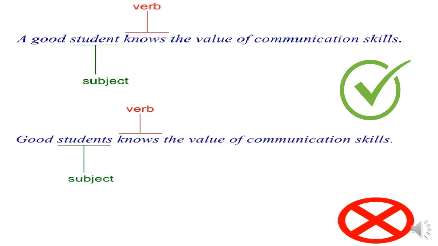So these are the main things that you have to note down, children. You have to note down the subject of the sentence first, and then you have to see the correct verb which has to be used after the subject.